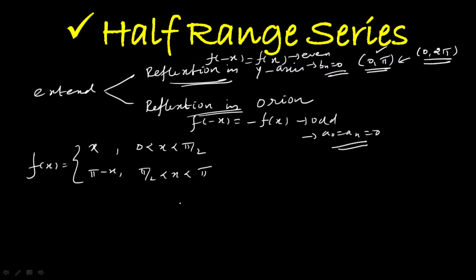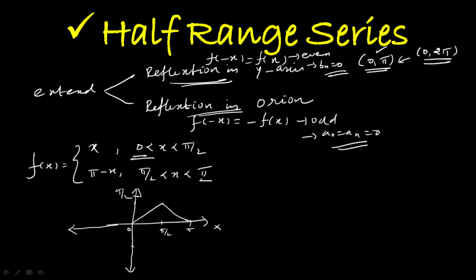Suppose you draw the graph of the function. This is your x-axis, okay? So the origin. If you draw the graph of the function, it seems to be like this. This is the point pi by 2 and this is the point pi and 0, okay? Now look at here, the function is defined in the interval 0 to pi. Now I am going to extend the function.